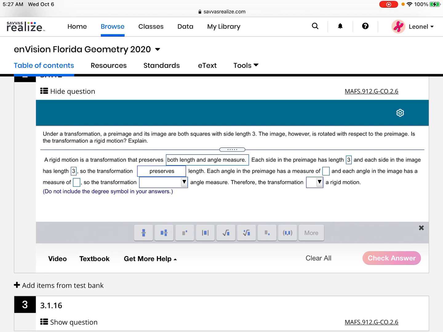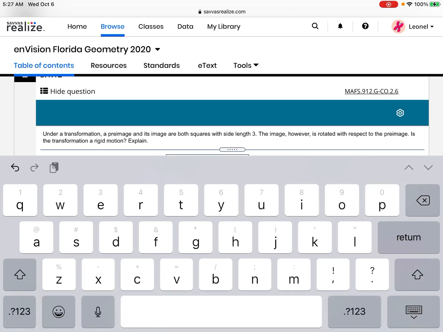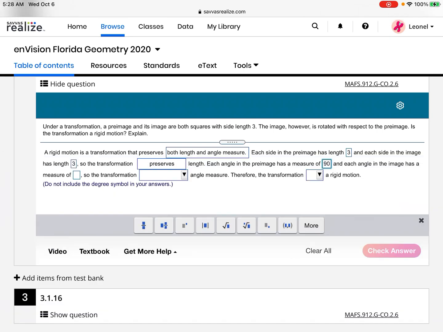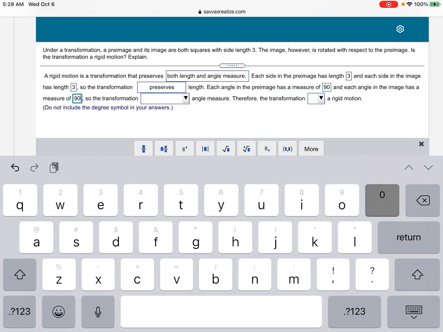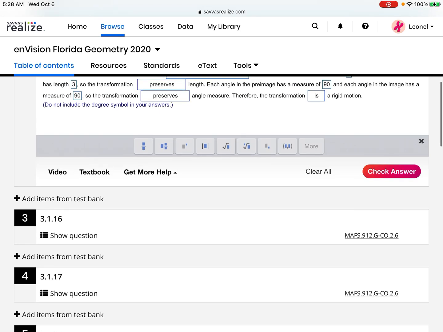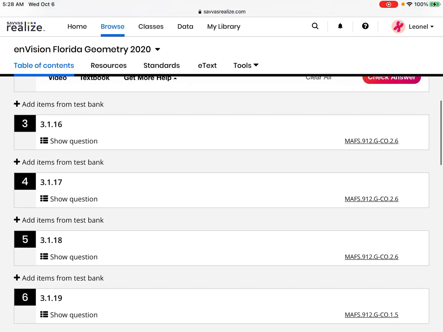It hasn't been changed. Each angle in the preimage has a measure of 90 degrees. This is because hopefully you guys just remember that squares have 90-degree angles in them. And each angle in the image has a measure of 90 degrees as well. So the transformation preserves angle measure. Therefore, the transformation is a rigid motion. Okay. All right, let's go on to number 3.